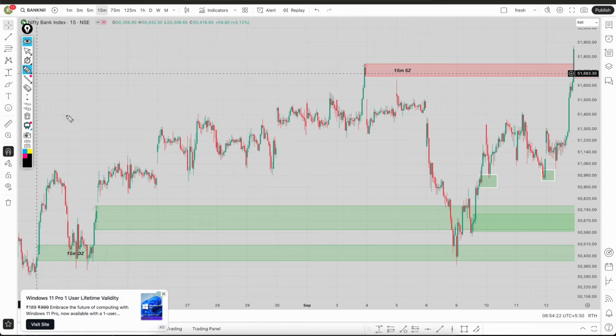Yes, so now we'll evaluate this zone first. This zone failed massively. It held the price for a while in this zone and did not let it go down, but the selling pressure over here was immense.